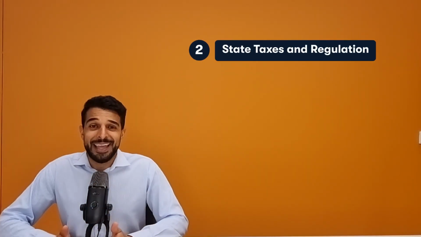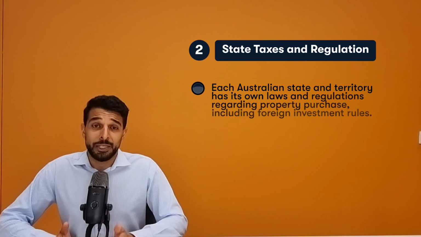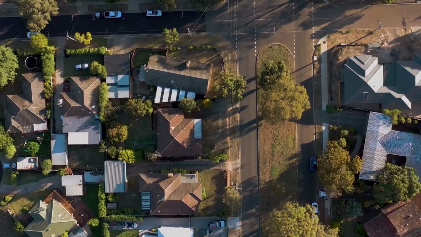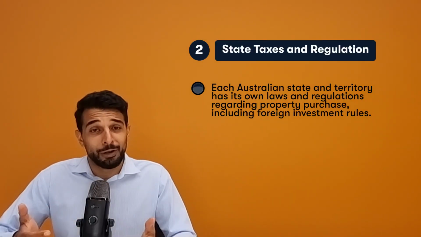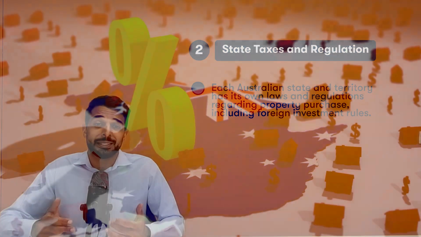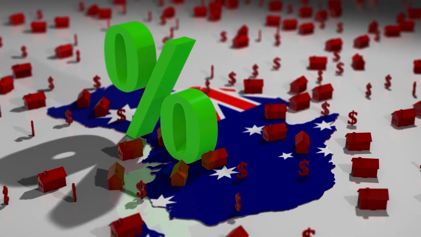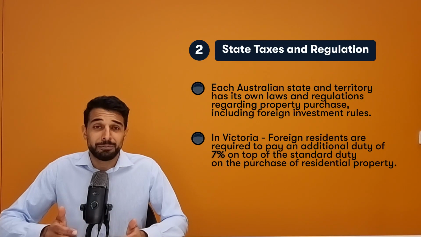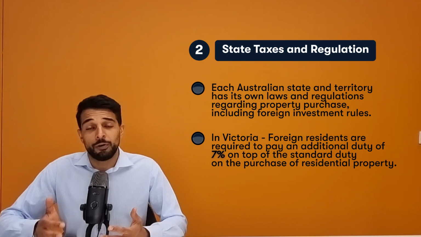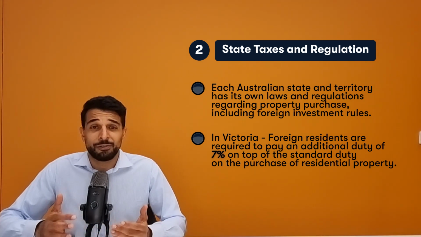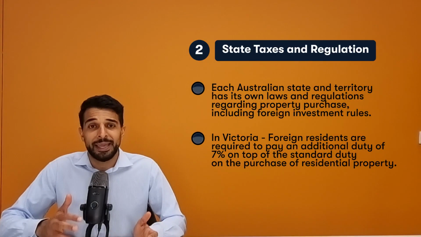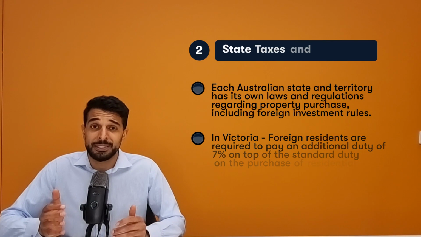Number 2, state taxes and regulation. Each state or territory in Australia has different rules and regulations relating to property. And of course, you must comply with all of them. One thing to note here is each state or territory has different rules relating to foreign buyers. For example, in Victoria, there is a 7% fee for foreign buyers. So whether or not you're classified as a foreign buyer is worth looking into. I highly recommend getting specialized help around state taxes because they can change your purchase price significantly.